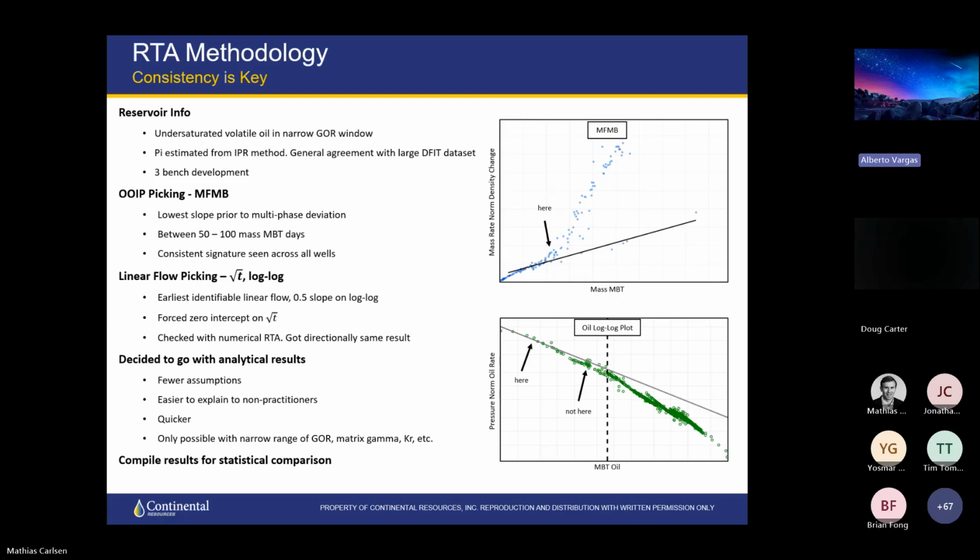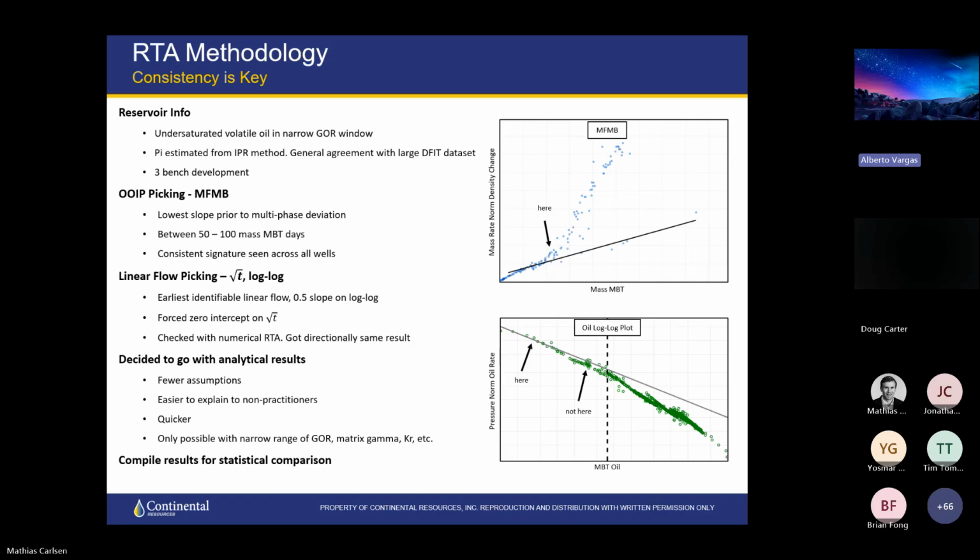So just a little quick info on the reservoir. This is undersaturated volatile oil. It's a pretty narrow GOR window, which is helpful. We have really good initial pressure estimates from the IPR method, and we also have a very large DFIT data set that backs that up. And this is a 3-bench development in the Delaware Basin.